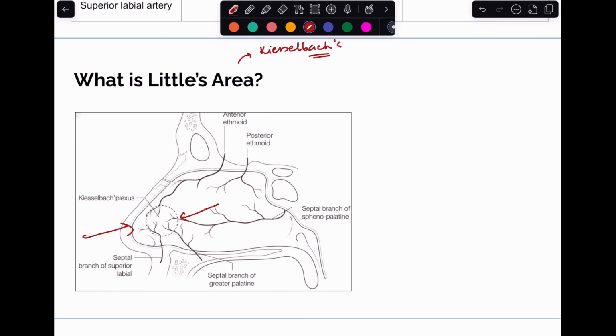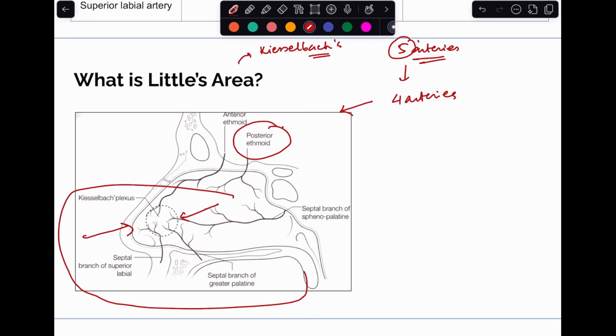Now, just now we studied 5 arteries that supply the septum. You can very easily remember the supply of this Little's area. What are the arteries forming this anastomosis over here? You just have to deduct 1 artery. So 4 arteries from this supply the Little's area. Only 1 artery does not. Which one is it? If you look at the image, the answer is quite clear. The posterior ethmoidal artery does not form a part of the anastomosis of the Little's area. So if you remove the posterior ethmoidal artery, we have the answer over here.